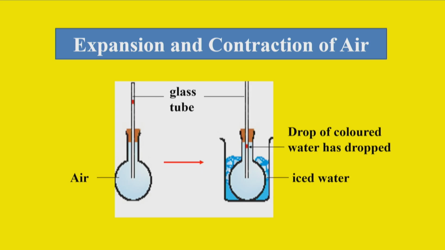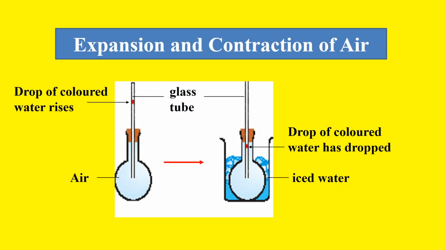In this part of our lesson, we will observe the expansion and contraction of air. A flask containing only air is heated. As you have seen in the previous experiment, the drop of colored water is seen to rise up the tube. This is because when the flask is heated, the air inside it expands and pushes the drop of water upwards.